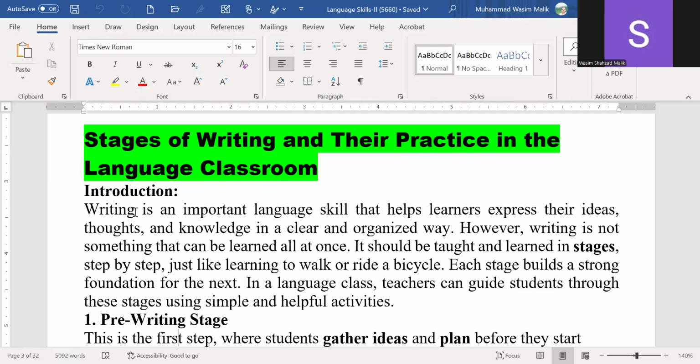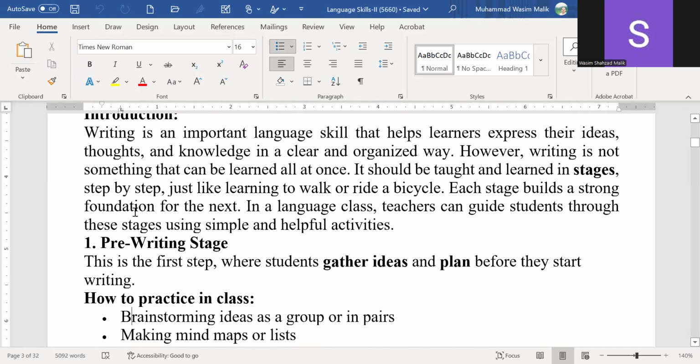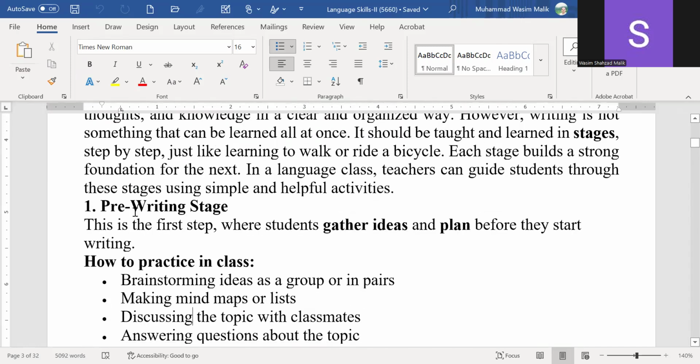Pre-writing stage. This is the first step where students gather ideas and plan before they start writing. How to practice in class. Brainstorming ideas as a group or in pairs. Making mind maps or lists. Discussing the topic with classmates.